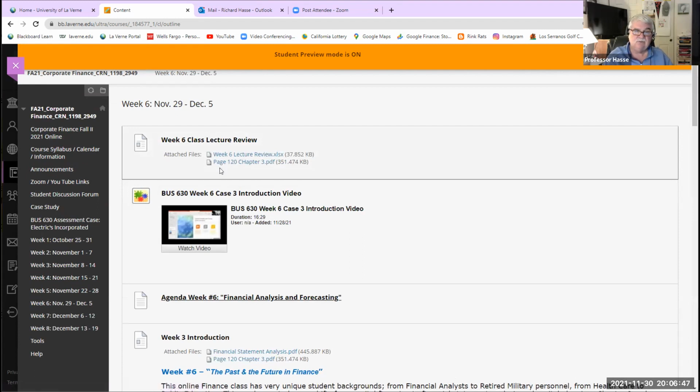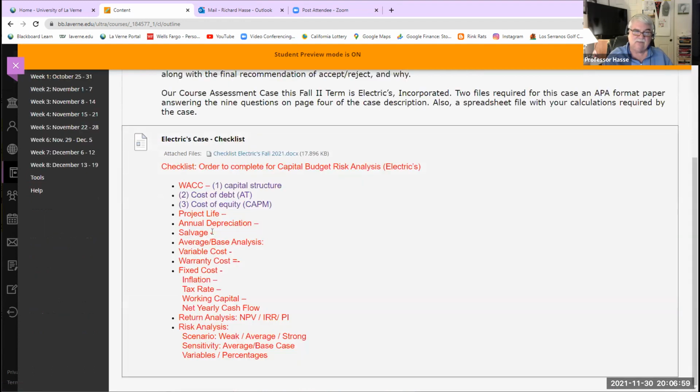Here's the page out of the textbook that lists those key financial statement ratios. And if you go to the Business 630 assessment case file folder, you'll see now a checklist of key things that you need to find in chronological order in order to complete the electrics case. This also will be the subject of my video on Friday, to go over this checklist and make sure we're familiar with it. And I hope all of you have read the electrics case by now and have some idea about what it's involved with. I will talk about that specifically in my Friday video as well, where you can begin work on that.